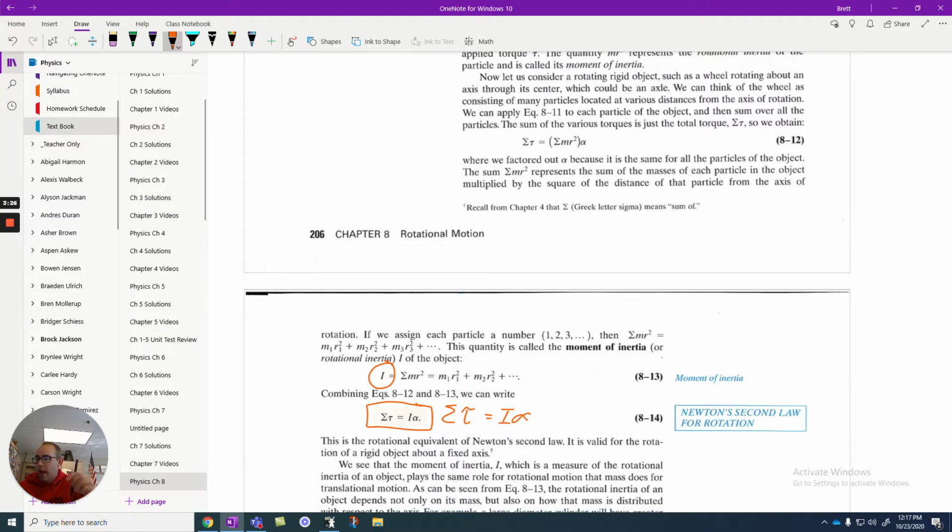Now, why this matters is because the moment of inertia is unique for different shapes, and so depending on the shape, the same torque can cause different accelerations. So we want to know more about this moment of inertia. And on page 208 of the textbook, we're going to find out a lot of information about it.